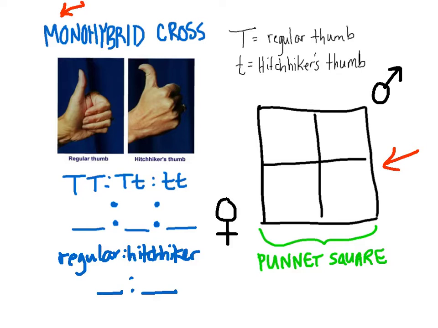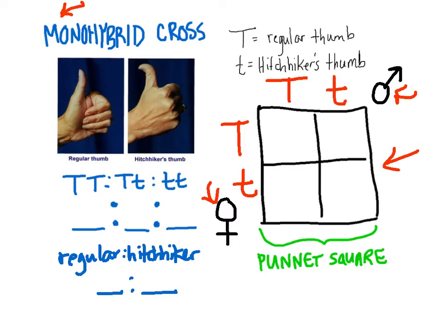Alright, so imagine that you have a mom who is heterozygous. So here, this is the symbol for a woman, so I'm going to put T and t. So these are her two alleles. That's heterozygous. We know that the big T is for the regular thumb, and so the big T is going to be dominant. Alright, so the mom is going to have a heterozygous regular thumb. We're going to say that the father, this is the symbol for male, has the same type of thing. He's heterozygous, he has a regular thumb.